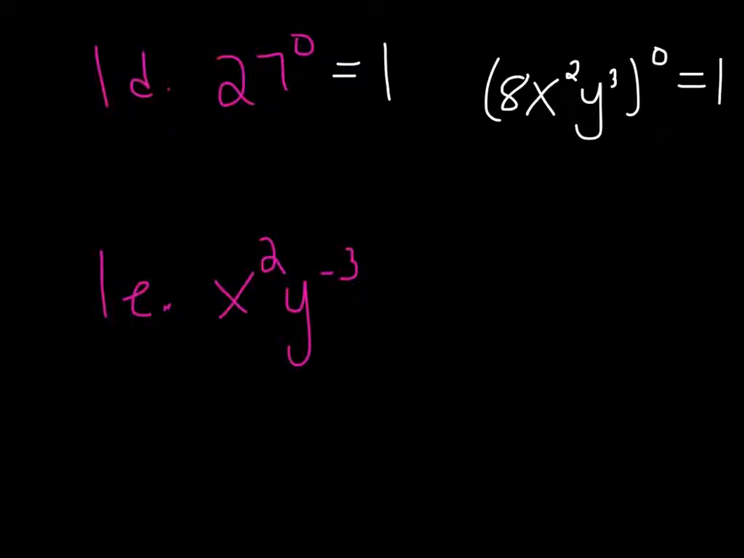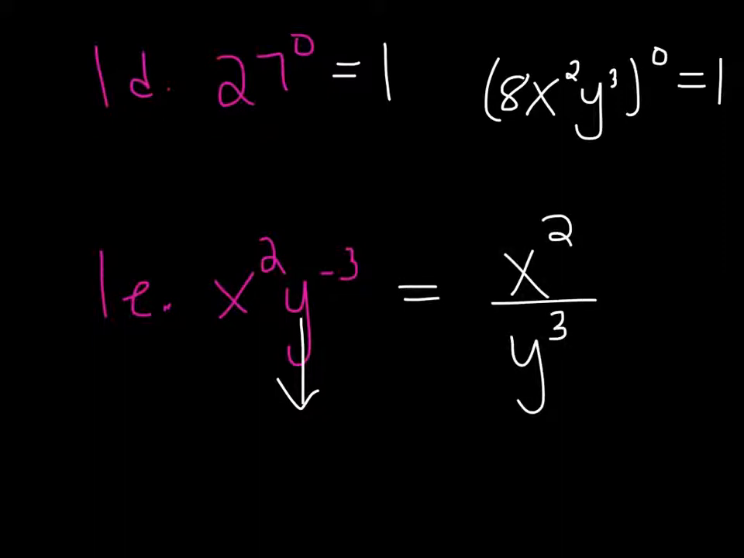On e, the only thing that we need to do to simplify is get rid of that negative exponent. Remember, if it has a negative exponent, we have to drop it downstairs. So it would be x squared over y cubed.